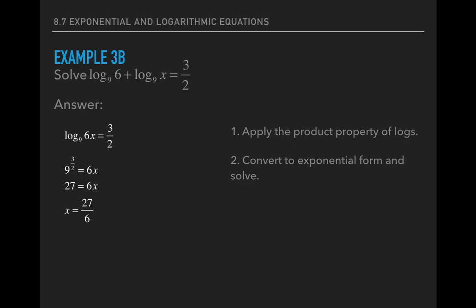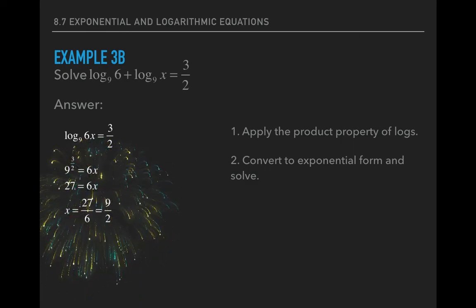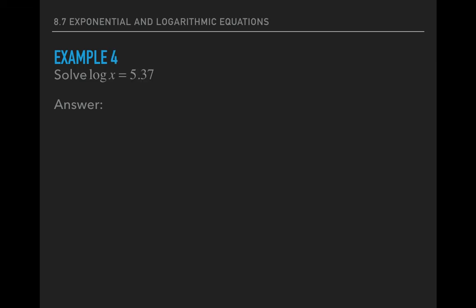Isolating, you would be dividing 27 by 6, and you can simplify that, and it is 9/2. So there you go. That is our second part of that third example. And I have just one more here for you.